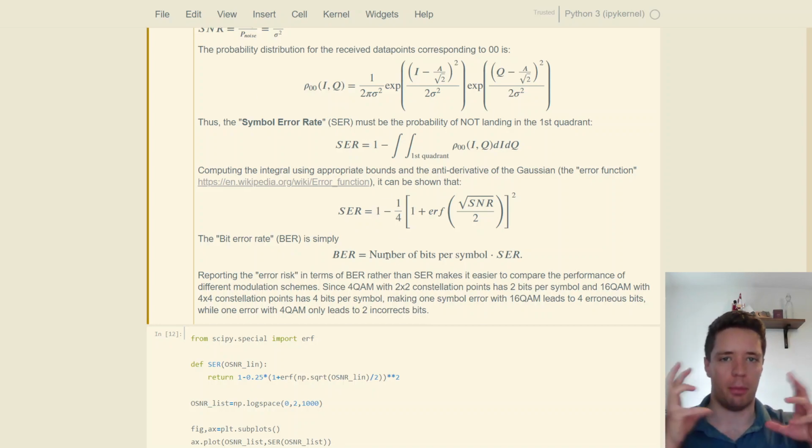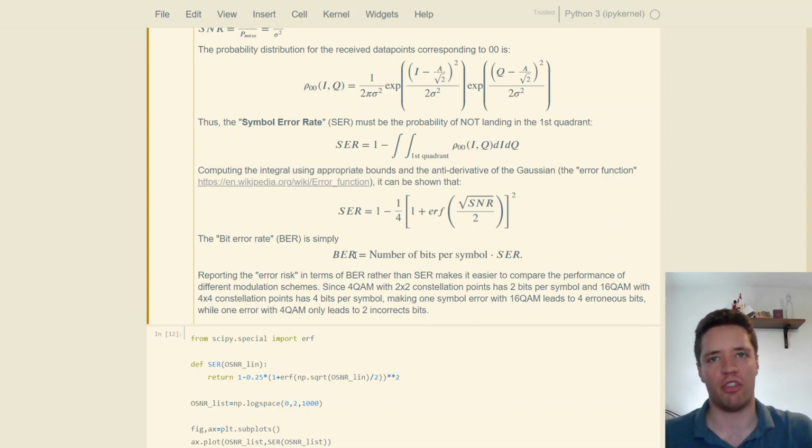Now, in order to compare the performance of different modulation schemes, it's typical to report the so-called bit error rate instead, where the idea is that you simply take the number of bits per symbol, which for the case of 4-QAM would be 2, and multiply it onto the symbol error rate. The general idea is that if you have 4-QAM, one mistake causes 2 bits of error, but if you have 16-QAM with 4 bits per symbol, then a single mistake causes 4 bits of error. So you have to include the number of bits per symbol as well to get an accurate comparison of which scheme is performing better in a given situation.